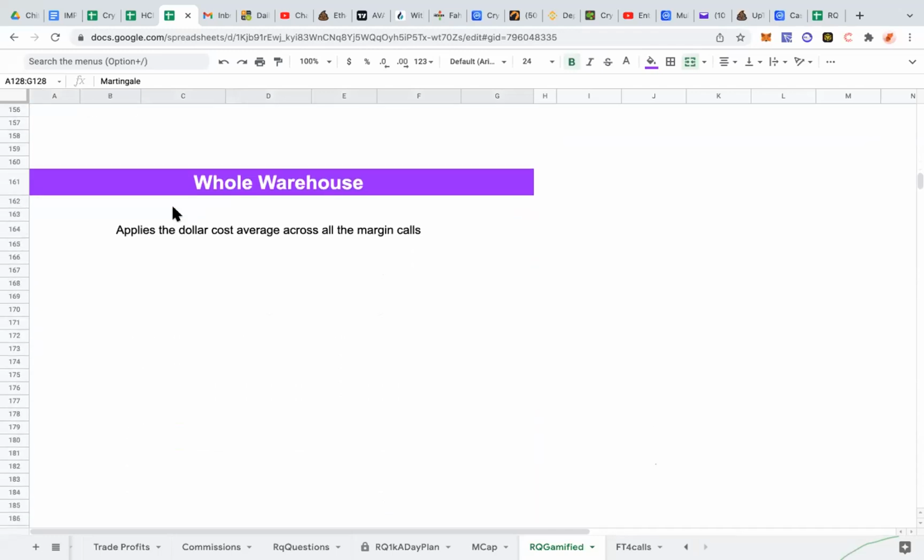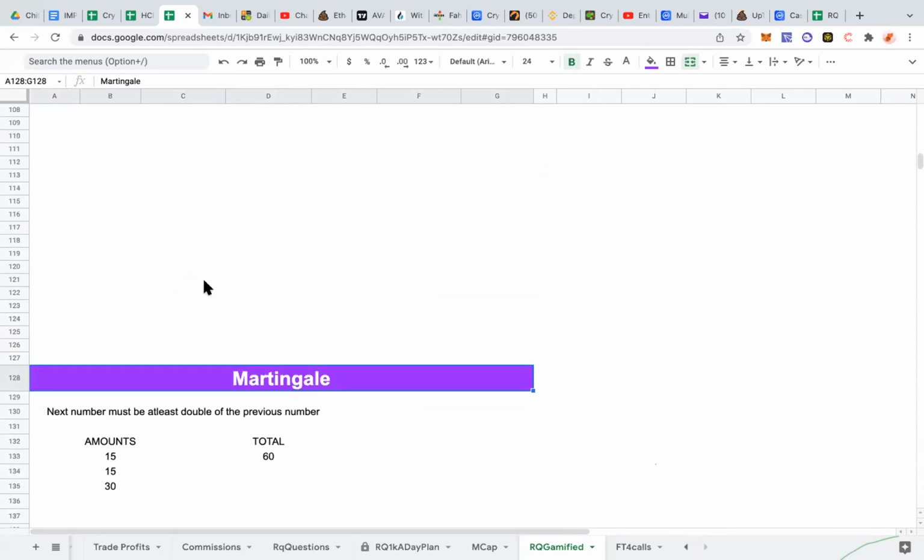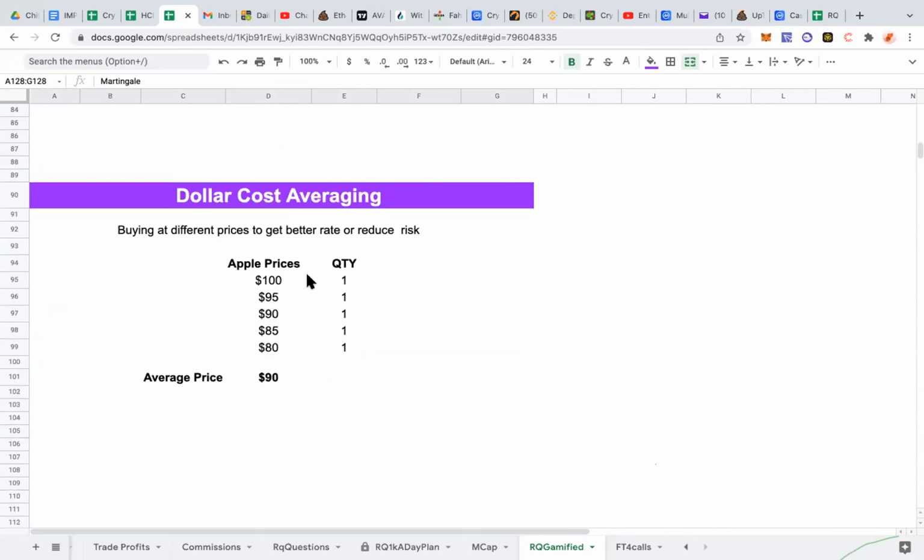Now, this Martingale, what it will do to this concept of dollar cost averaging is it's gonna give it enough weight. Okay, it's gonna give it enough weight to be able to get you out of trade on profit. So instead of buying 1, 1, 1, 1 whenever the price changes, you will apply the Martingale. So your first buy amount is this.